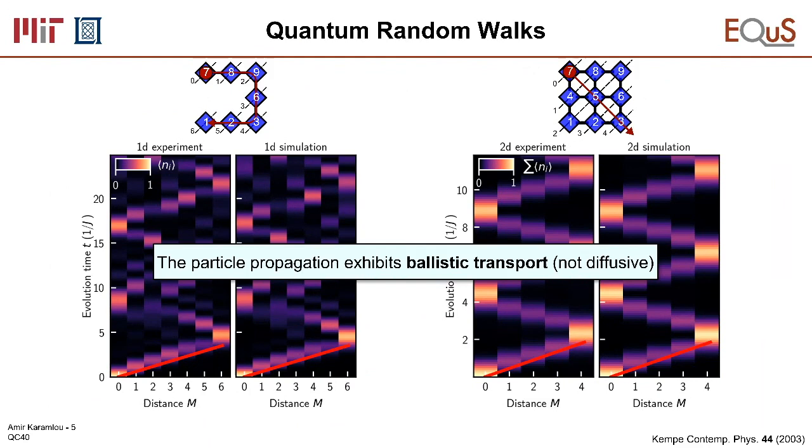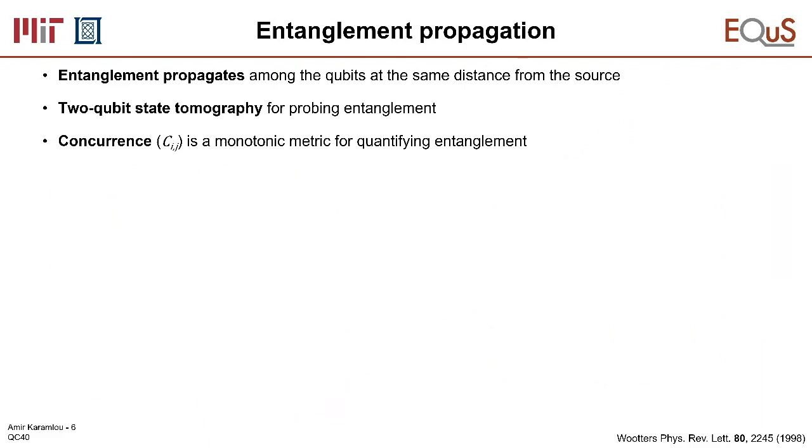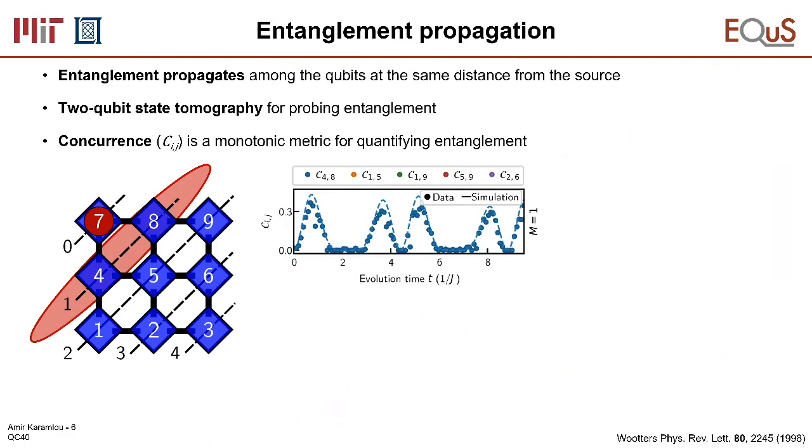Now, as a result of the quantum nature of our random walk, entanglement is formed among the qubits that are at the same distance from the propagation source. We use 2-qubit state tomography to reconstruct the 2-qubit density matrix between different qubit pairs, which we use to probe entanglement. Specifically, we quantify entanglement using a metric called concurrence, which takes a value of 0 if our 2 qubits are in a product state and a value of 1 if they are maximally entangled. So we start by looking at the concurrence between the qubits that are at distance 1 from the propagation source and track the evolution of concurrence as a function of time.